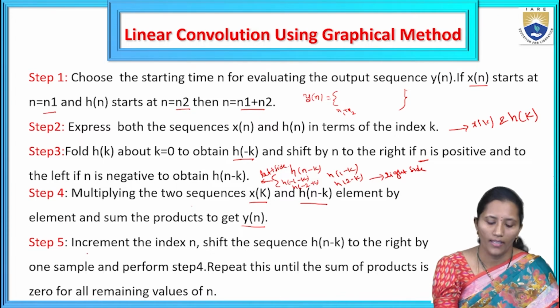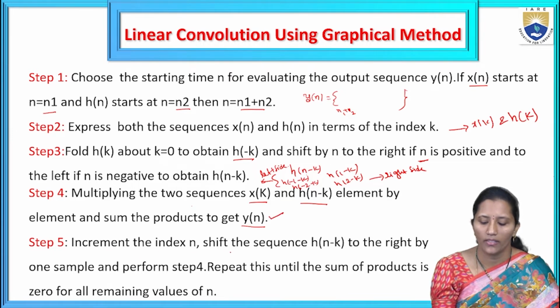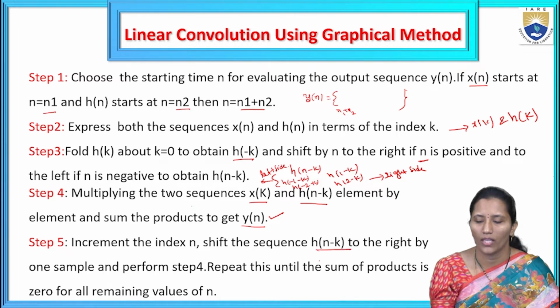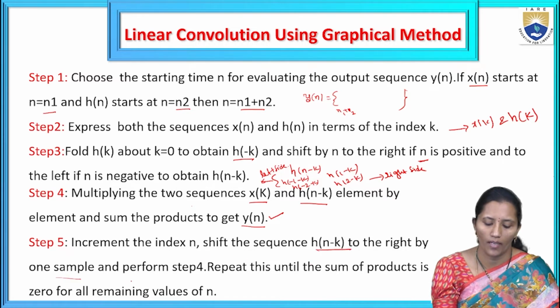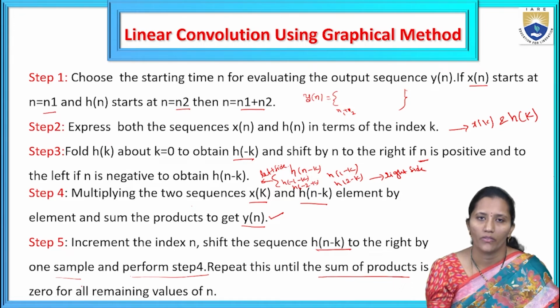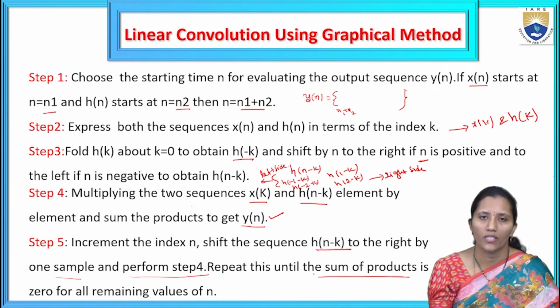And in step 5, after getting the values of y of n, increment the index n and shift the sequence h of n minus k to the right by one sample and perform step 4. So we have to repeat step 4 until the sum of products is 0 for all the remaining values of n. So this is the procedure for linear convolution using the graphical method.